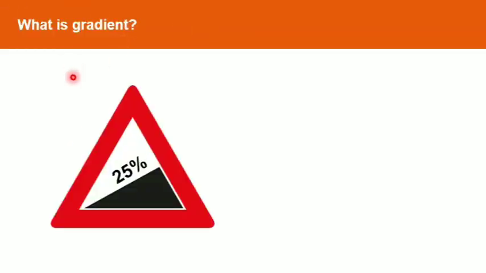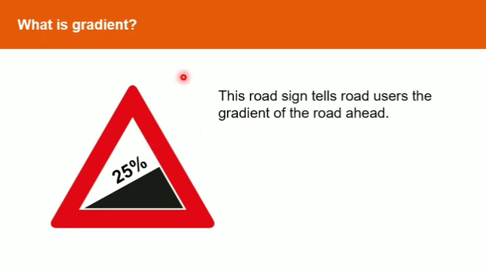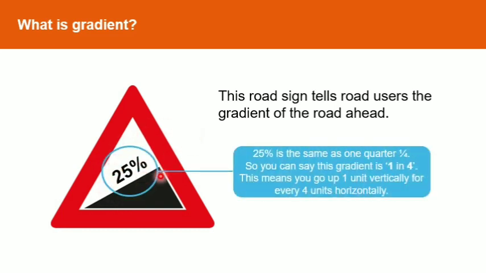What is gradient? You can look at this road sign first. This road sign tells us, especially the road users, the gradient for the road ahead. It's written as 25%. What does 25% mean? Do you still remember that 25% is equal to 1/4? So we can say that the gradient of this road is 1/4. This means you go up 1 unit vertically for every 4 units horizontally.